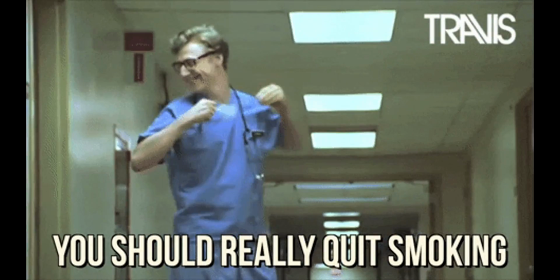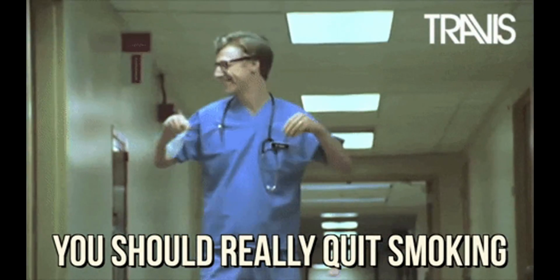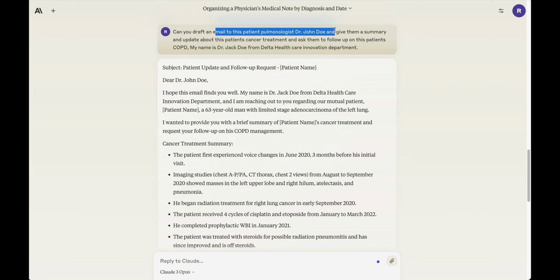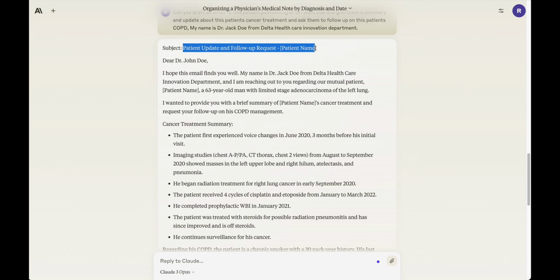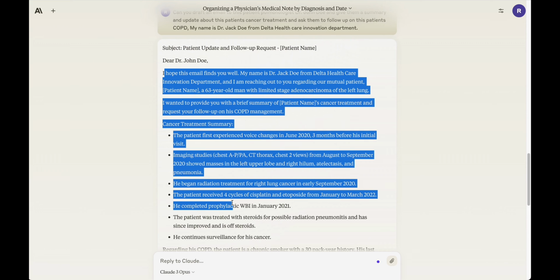Can you draft an email to this patient's pulmonologist? Their name is Dr. John Doe, and give them a summary and an update about this patient's cancer treatment and ask them to follow up on this patient's COPD. My name is Dr. Jack Doe from Delta Healthcare Innovation Department. So it created a nice email with an appropriate subject line, and then it drafted the email here.